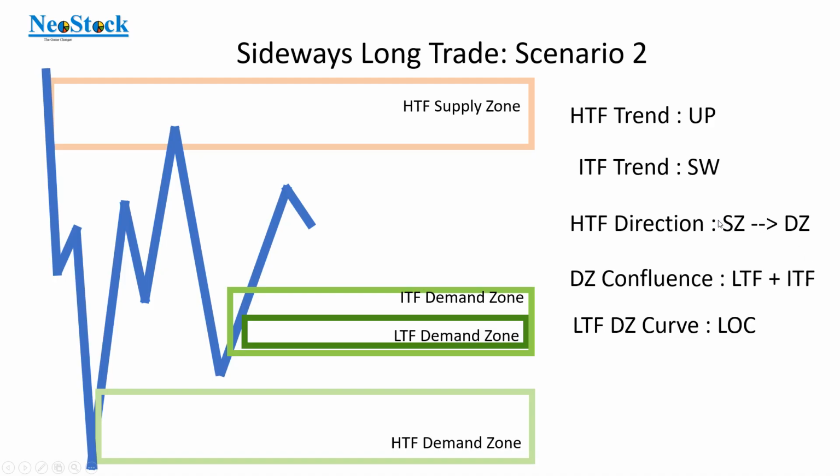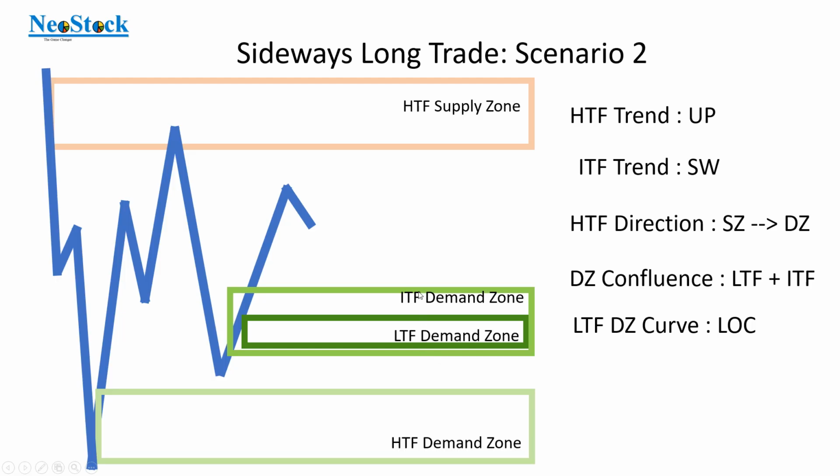When HTF price direction is from supply zone to demand zone, see, it has not yet reached the HTF demand zone. That's why if prices reach this low on the curve, here you have an ITF demand zone. Inside the ITF demand zone, your LTF demand zone is overlapped. At that time, this LTF demand zone must satisfy the curve as low on the curve. Then you can plan the trade.